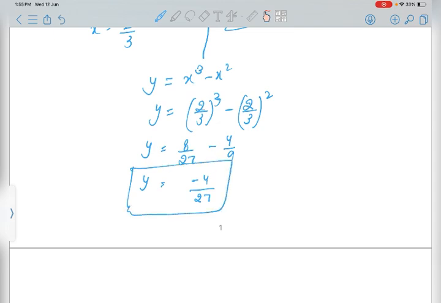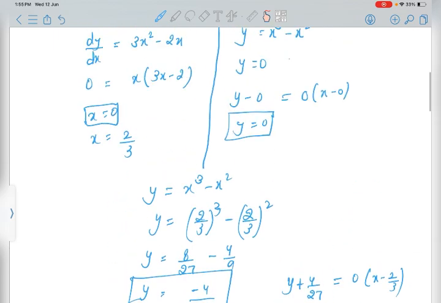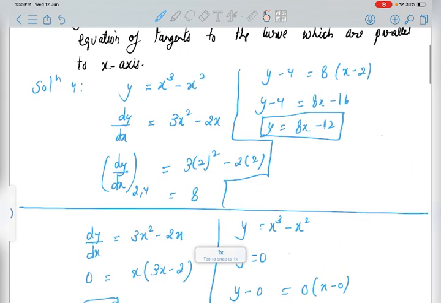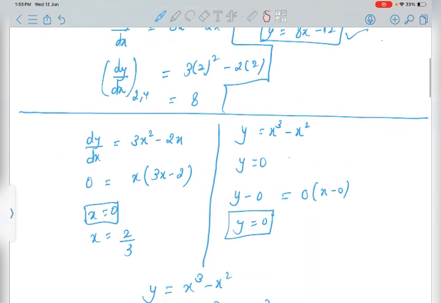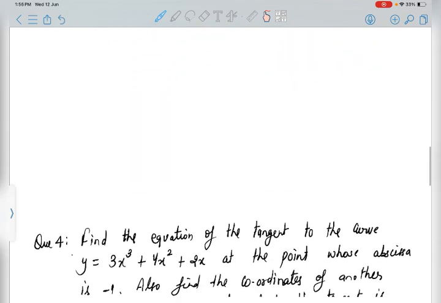Again we can apply the form y minus y1, y coordinate is minus 4 by 27, equals m, parallel to x-axis, slope is 0, x minus 2 by 3. So it will give 27y plus 4 upon 27 equals 0. So this is the solution of the first part, this is the solution of the second part, and this is the solution of the third part. Now let's move to the next question.